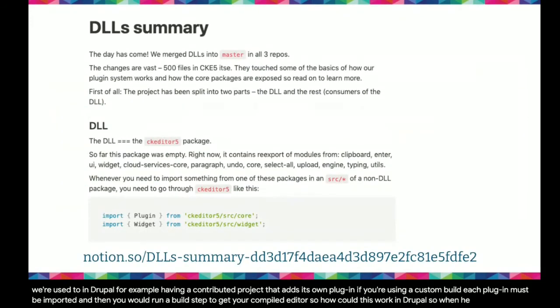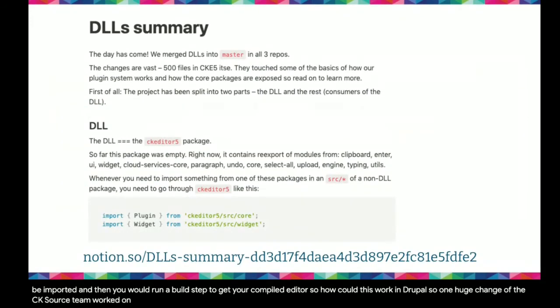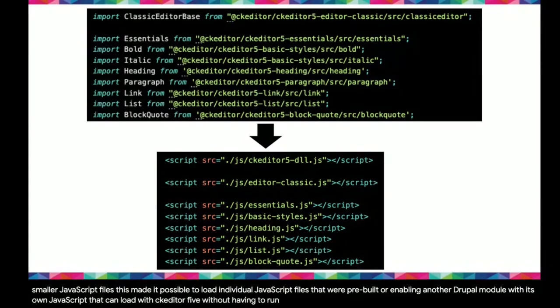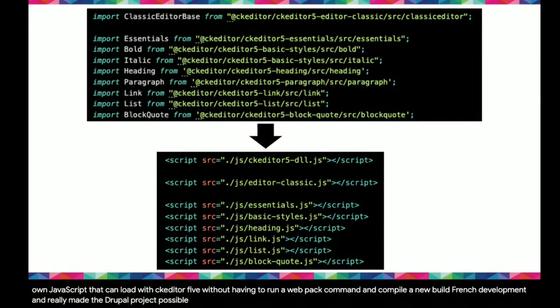So one huge change that the CKSource team worked on was untangling the dependencies of each of their packages and using Webpack to build the project into many smaller JavaScript files. This made it possible to load individual JavaScript files that were pre-built, or enabling another Drupal module with its own JavaScript that can load with CKEditor 5 without having to run a Webpack command and compile a new build. This made a massive difference for development and really made the Drupal project possible.